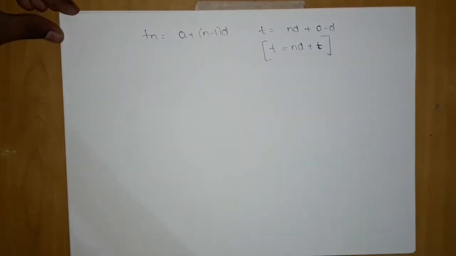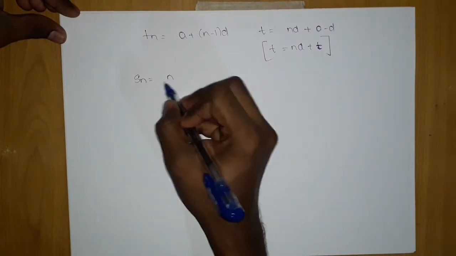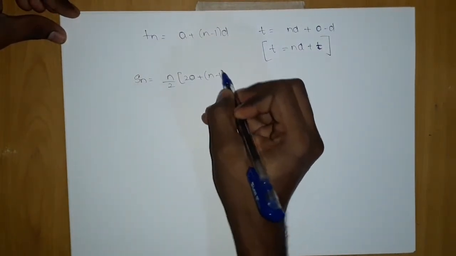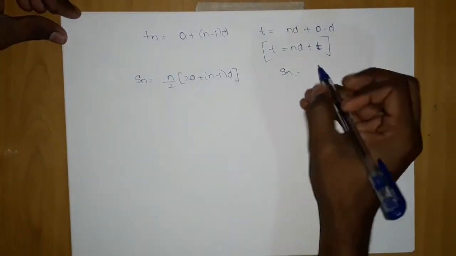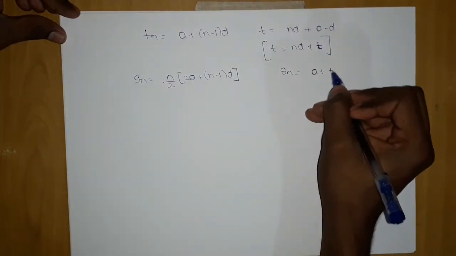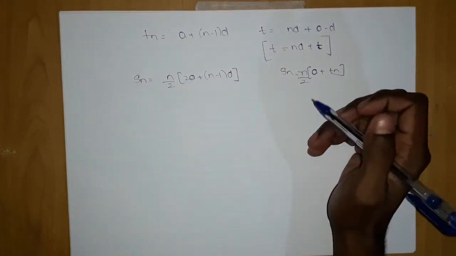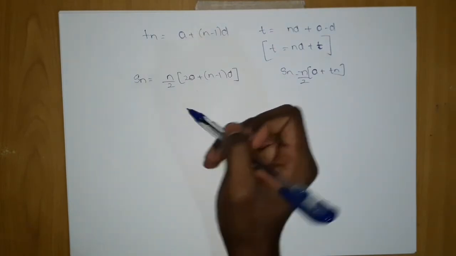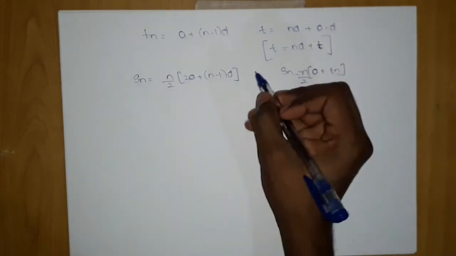Sn you know is what? n by 2 bracket 2a plus bracket n minus 1 into d. Okay, this is the formula of Sn, and further on there is one more formula, which is n by 2 (a plus Tn). How did this formula come? Just break this 2a into two parts, a and a, then you will get one part Tn and one part as a. This is just a modification of the earlier formula.